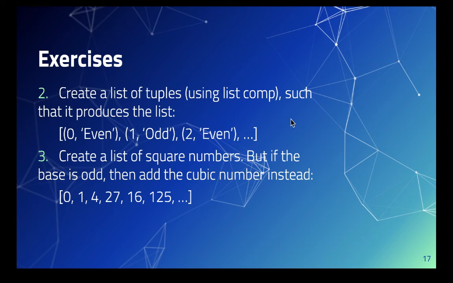Okay, then you want to create a list of square numbers. But if the base is odd, so for the numbers 1, 3, 5, 7, instead of adding the square, what you want to do is add the cube. So here we do 0 squared, then 1 cubed, then 2 squared, then 3 cubed, then 4 squared, then 5 cubed, then 6 squared, then 7 cubed, and so on. And you can pick an ending number again. I'd say a good place to stop might be 50, because you don't want to spend too much time with this. But these two exercises will test list comprehension in a way that makes it a bit entertaining and a bit fun.